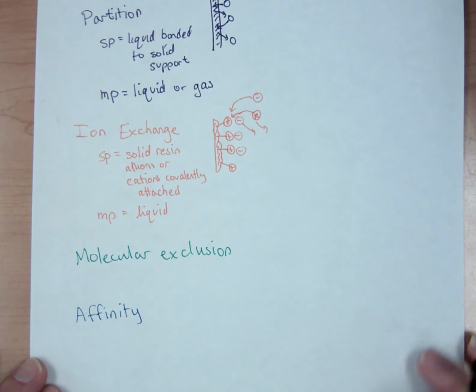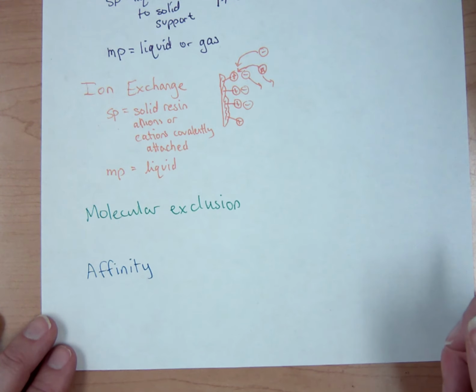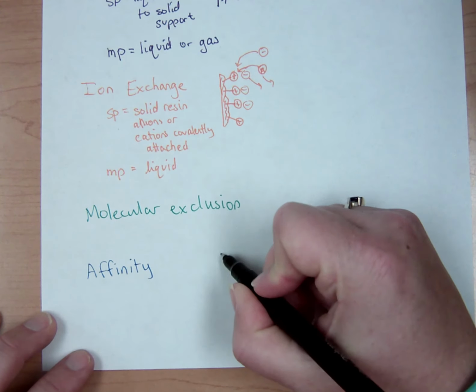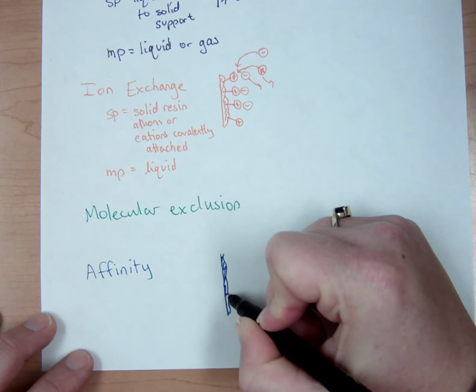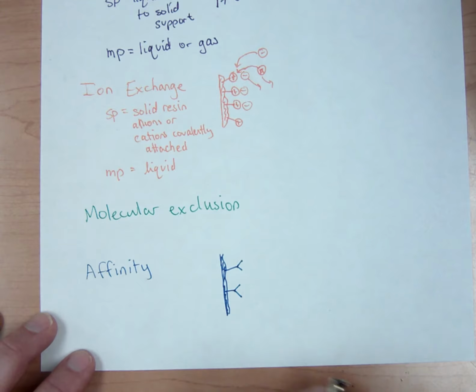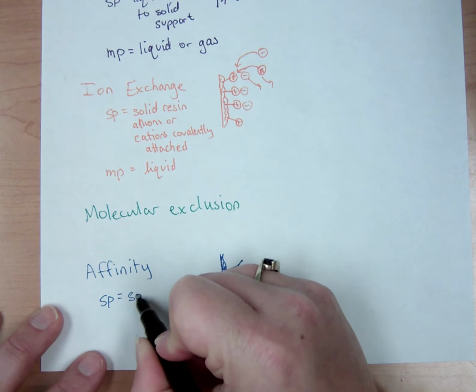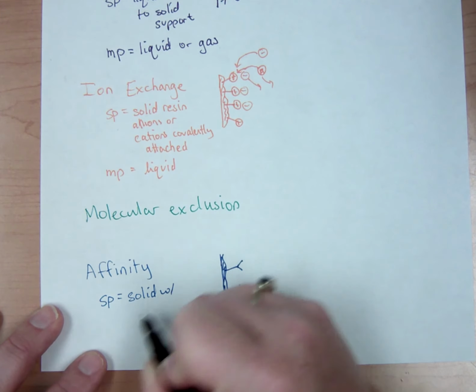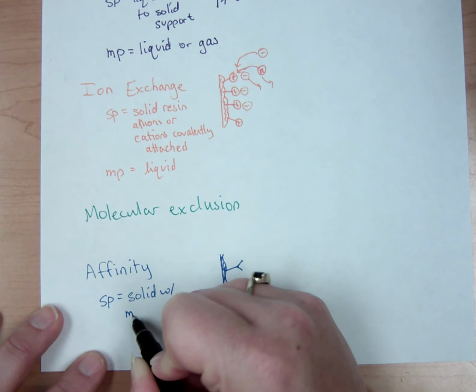And affinity chromatography involves a very specific interaction between the analyte and a molecule that's covalently linked to the stationary phase. So much like with ion exchange, you have the stationary phase, which is a solid, and we covalently link some kind of a specific compound, a molecule covalently linked.